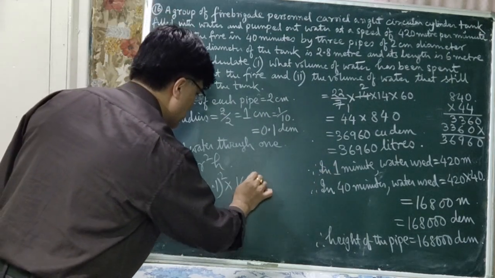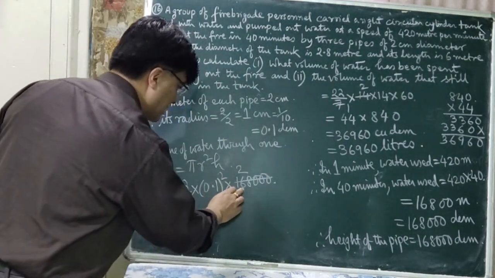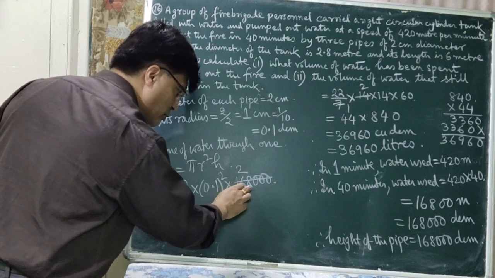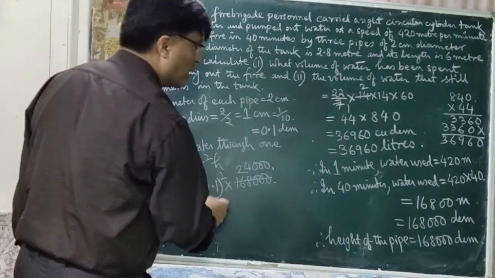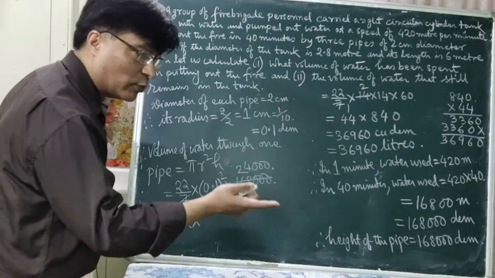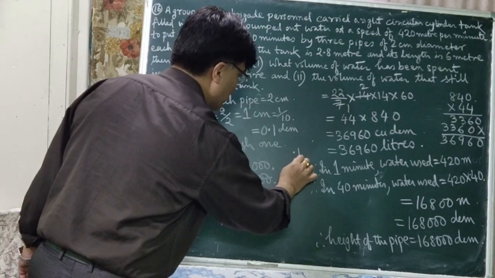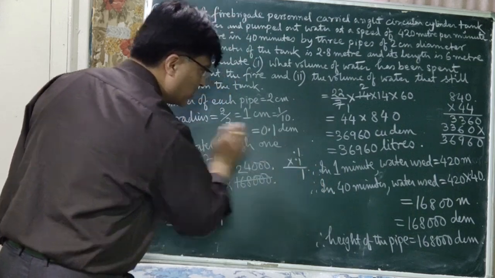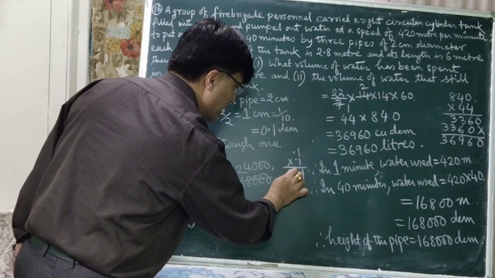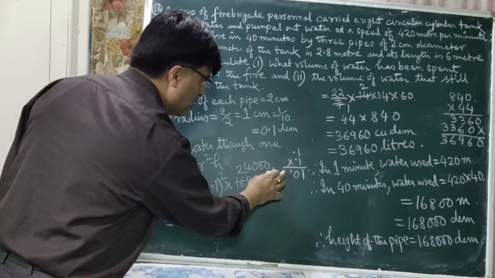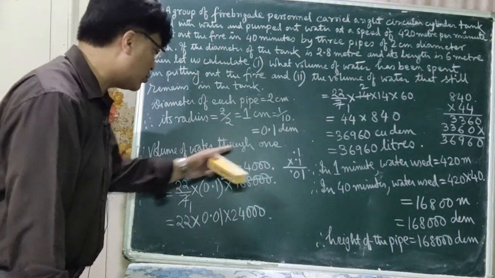That is 168000. So you can cancel it. 7 ones are 7, 7 twos are 14, 16 minus 14 is 2, 7 fours are 28, and how many zeros? 3 zeros. So it is equal to 22 into, what is 0.1 into 0.1? 1 ones are 1. After the decimal point there is one figure, and in the other also one figure. 1 plus 1 is 2, so you have to write the decimal point before two figures, so 0.01. So 22 into 24000. I think you have understood it. This is the volume of water through only one pipe.